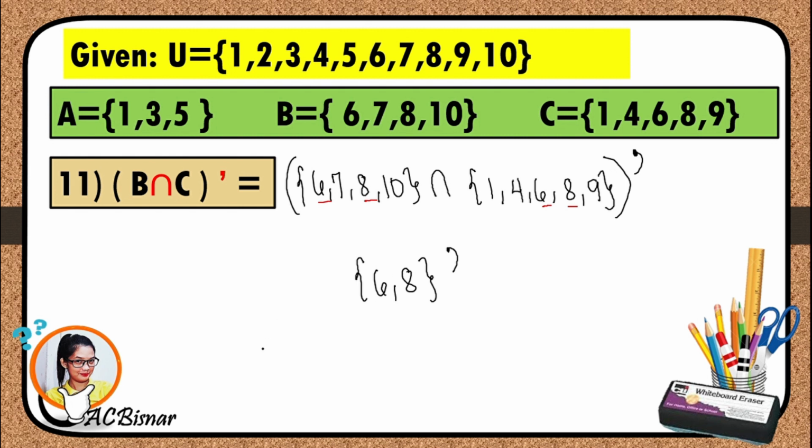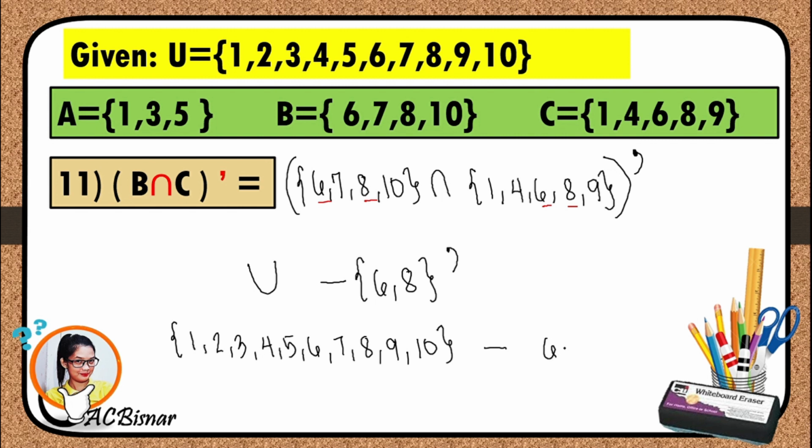And how are you going to do that? You're going to subtract it from the universal set. So again, you're going to subtract it from the universal set. And what are those? We have numbers from 1 to 10: 1, 2, 3, 4, 5, 6, 7, 8, 9, and 10. Minus 6 and 8.